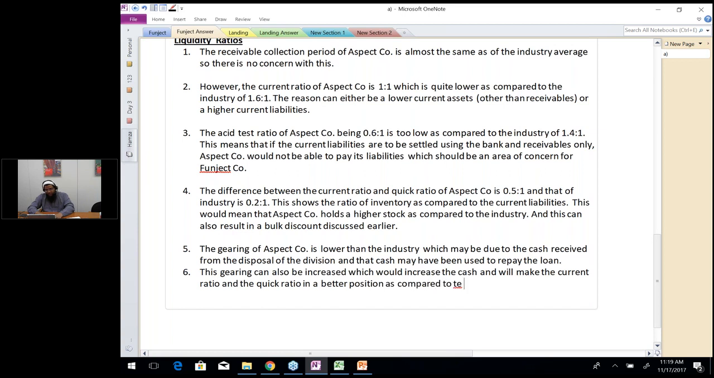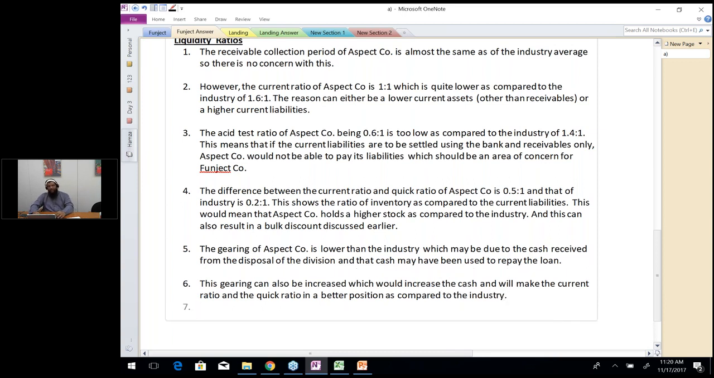As compared to the industry, there is no big problem, just increase the gearing. That would automatically increase the current ratio and the quick ratio, so you would be at par with the industry. The areas where we are comparatively behind the industry are the current ratio and the quick ratio. So the gearing will automatically compensate for that, and I think that would be sufficient to be easily comparable with the industry.